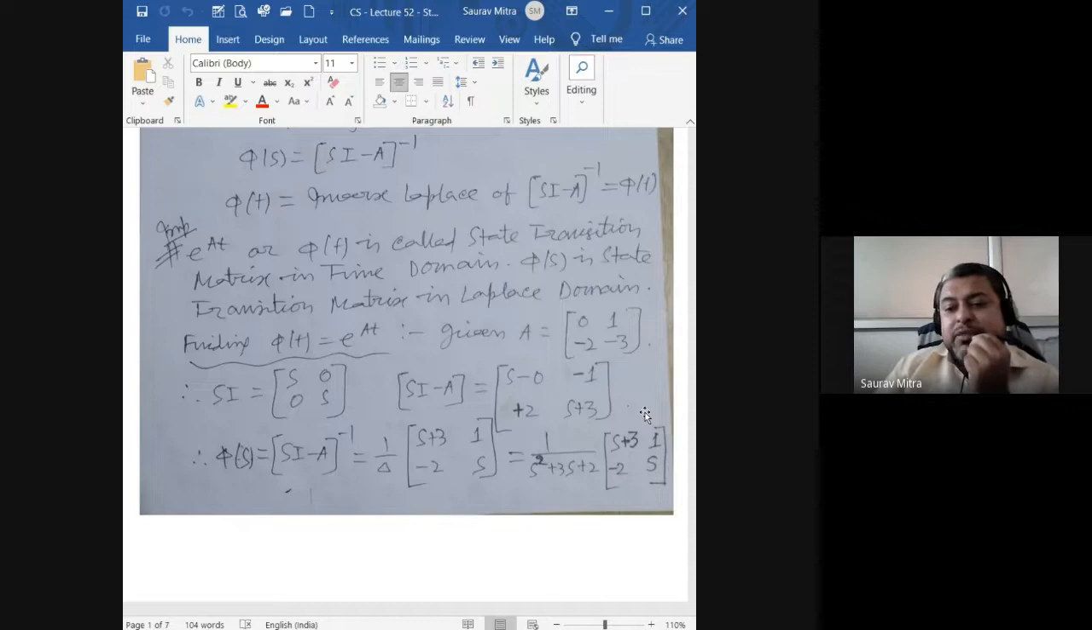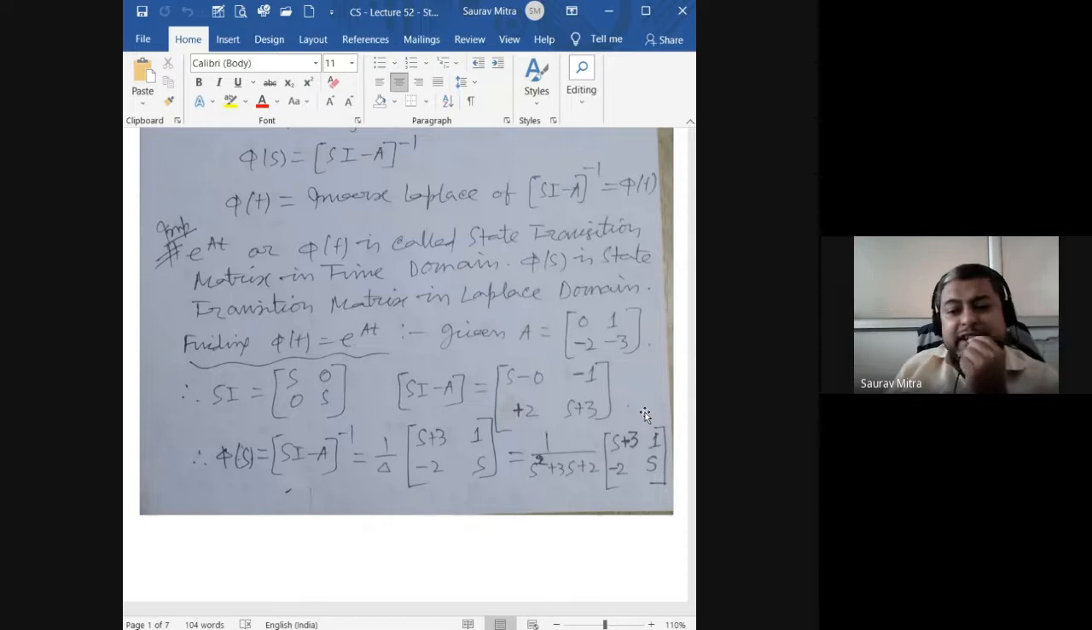In your exam, we can ask you for two-dimensional e raised to At or three-dimensional e raised to At. If three-dimensional e raised to At is asked, it itself is an 8 to 10 mark question. And if two-dimensional e raised to At is asked, it is not a 10 mark question, but sometimes something else may be asked with that.